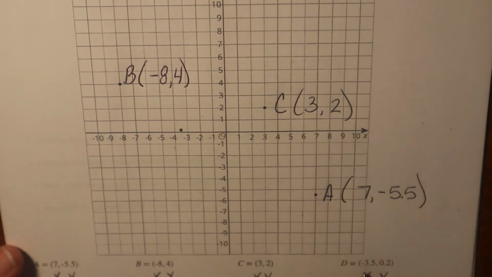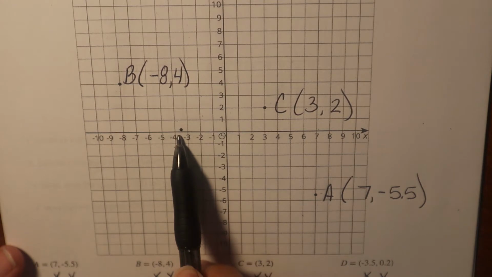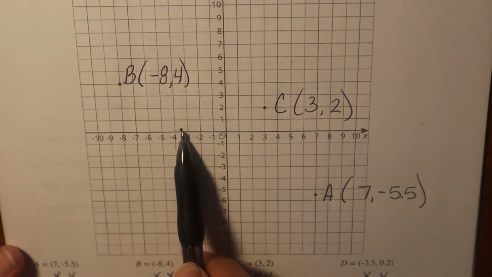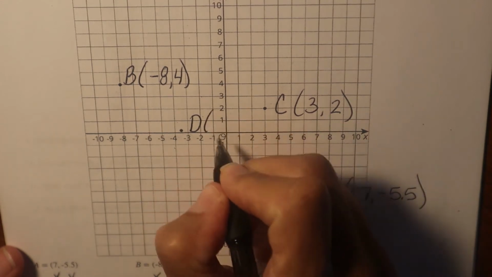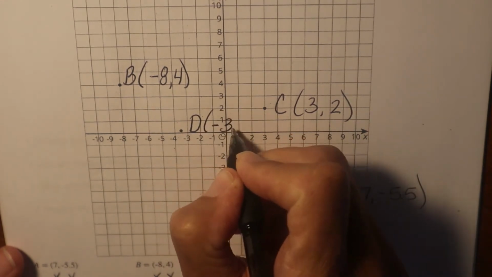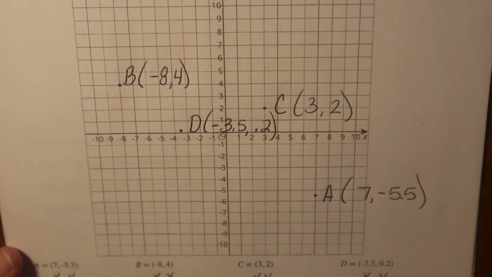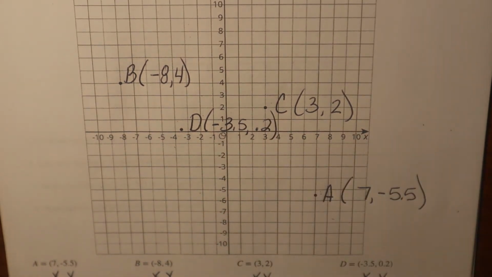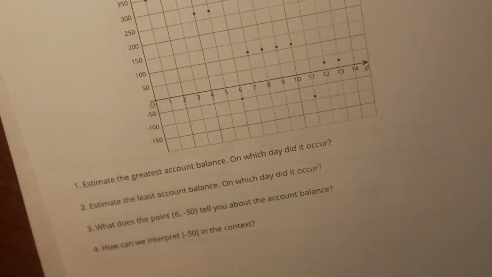And lastly, we have negative 3.5, 0.2. Let's go over negative 3.5 and up just 0.2. That's that little dot right there. This is D. And once again, D is sitting at the negative 3.5, comma, 0.2. All right, that's all you have to do for that one. Just a quick little review. So let's go ahead and turn the page, get into today's lesson.